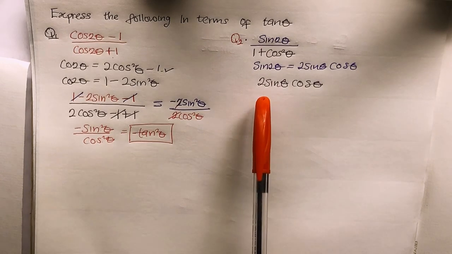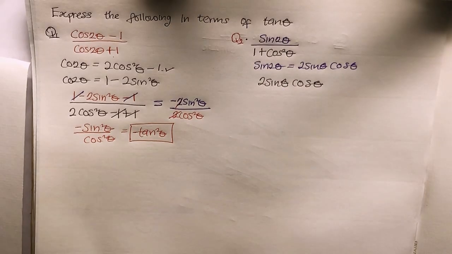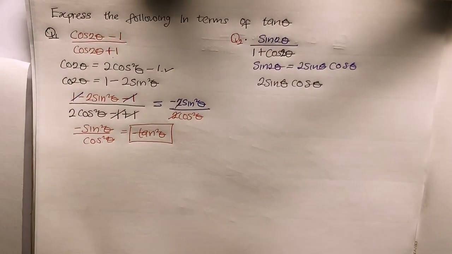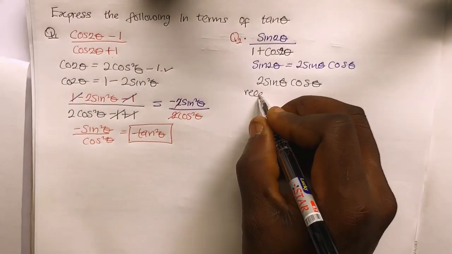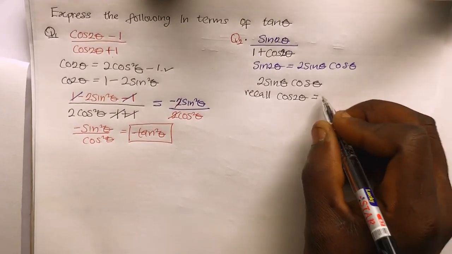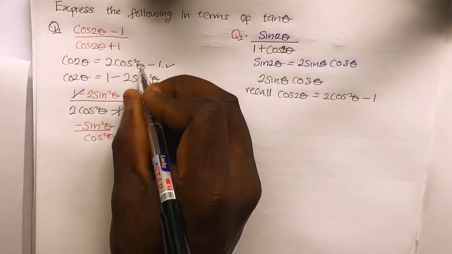Looking at the bottom, I'm having 1 plus cos 2 theta. Surely guys, this shouldn't be cos square, it will be 2 theta, because if it is 2 cos, that means it's going to give us a problem. It should be 2 theta. We can recall that cos 2 theta is also simple as writing 2 cos square theta minus 1, which is also simple as this.